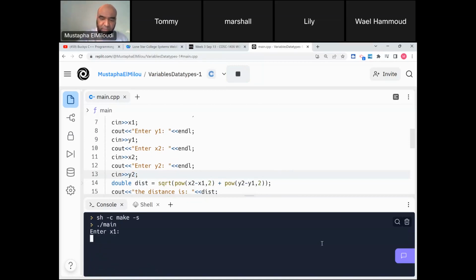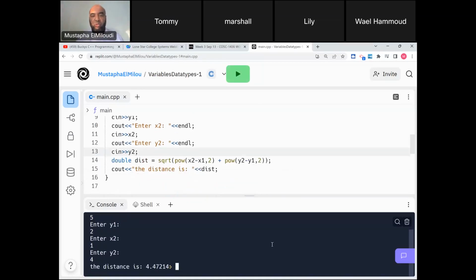So I'm going to put here, let's say 5, 2, 1, 4. There we go. That makes sense. 4.47214. Now I can use the round. Let's say I'm just interested in rounding it. So I'm going to do this. Make sure you have endl. And then I'm going to print out.